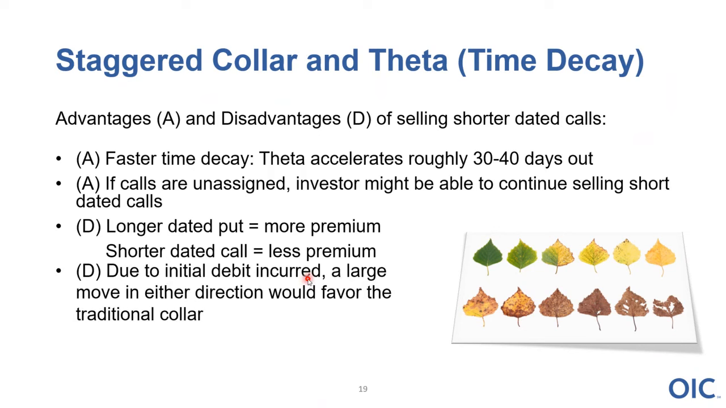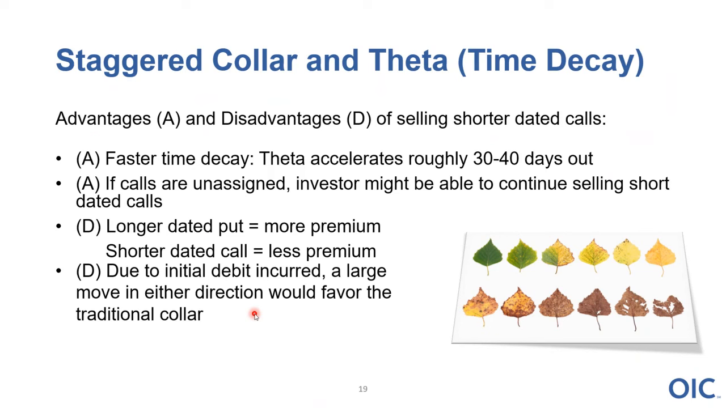Also, because of that initial debit, a large move in either direction would favor the traditional collar. Now, this concept might not be as intuitive, so I'll discuss it a bit. Before I do, it reminds me, one of the techniques that I learned when I was being trained and taught how to trade options professionally was when you have a concept you're trying to get straight in your mind and you're not quite understanding it, try to think of an example and then push that example to an extreme, unrealistic situation. And then the answer starts to become more clear.